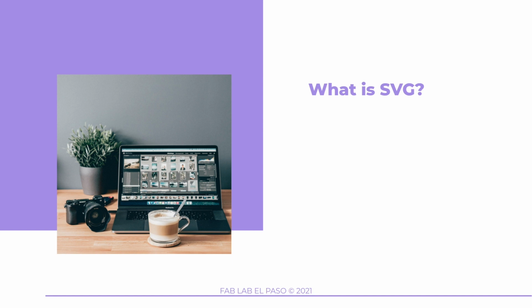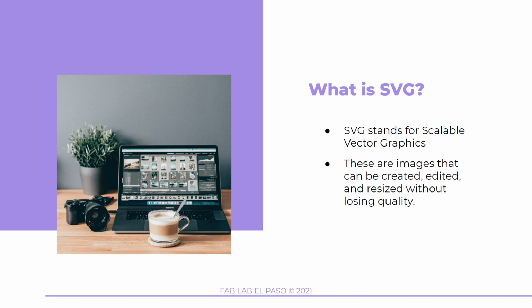So now, you must be wondering, what is SVG? Well, SVG stands for Scalable Vector Graphics, and if we break those words down, SVG is a file that contains lines, which are the vectors. Those lines are connected to create shapes, which are the graphics, and we can resize these shapes without losing quality, which makes them scalable. These images can be created from scratch, edited from many different applications, and resized as many times as needed.